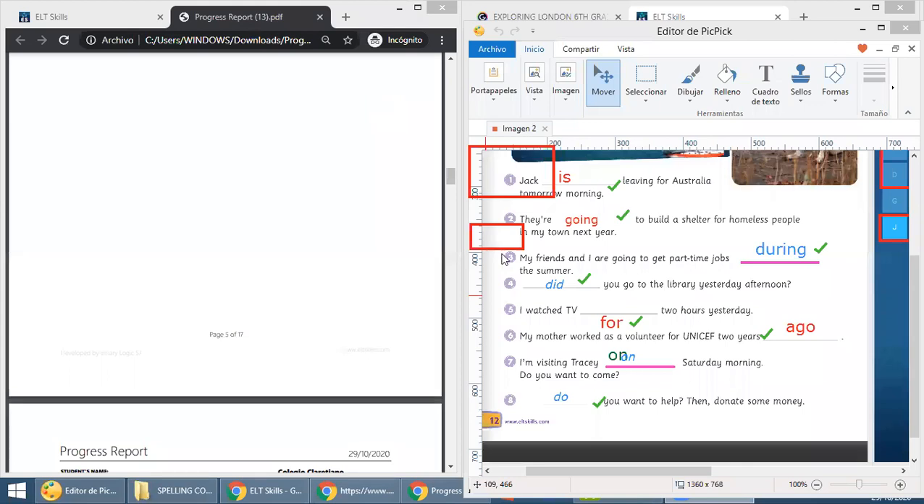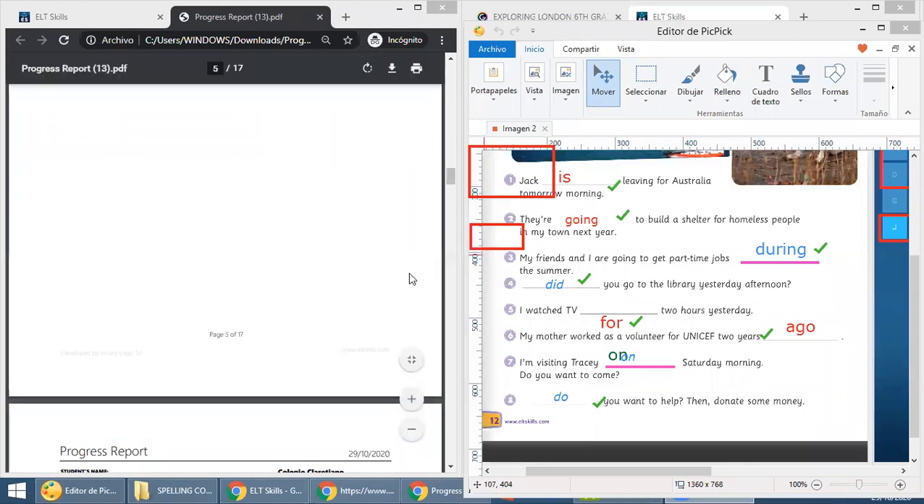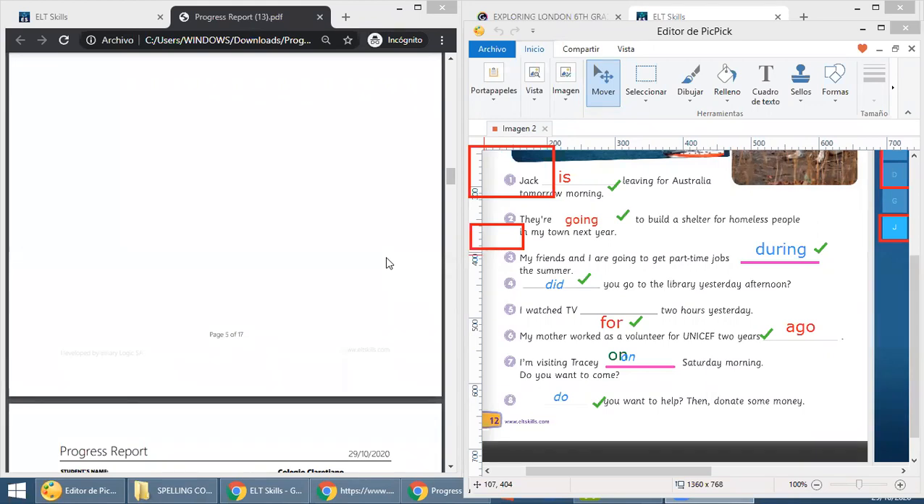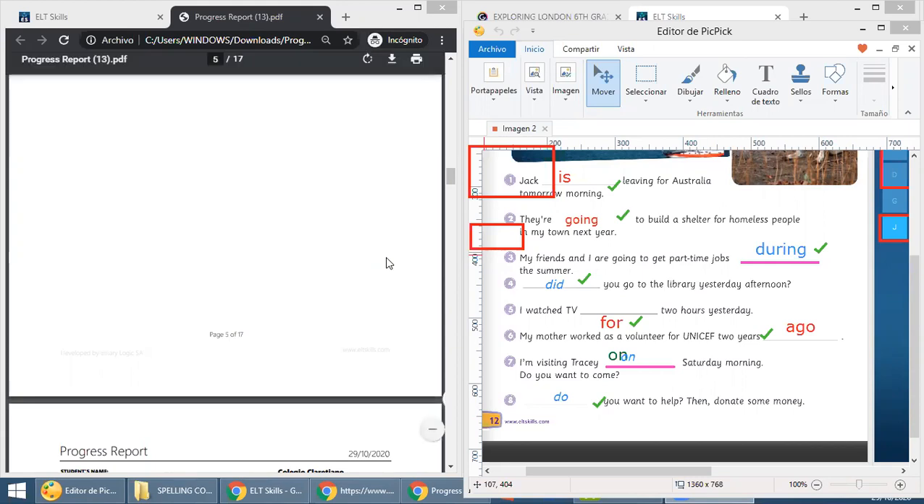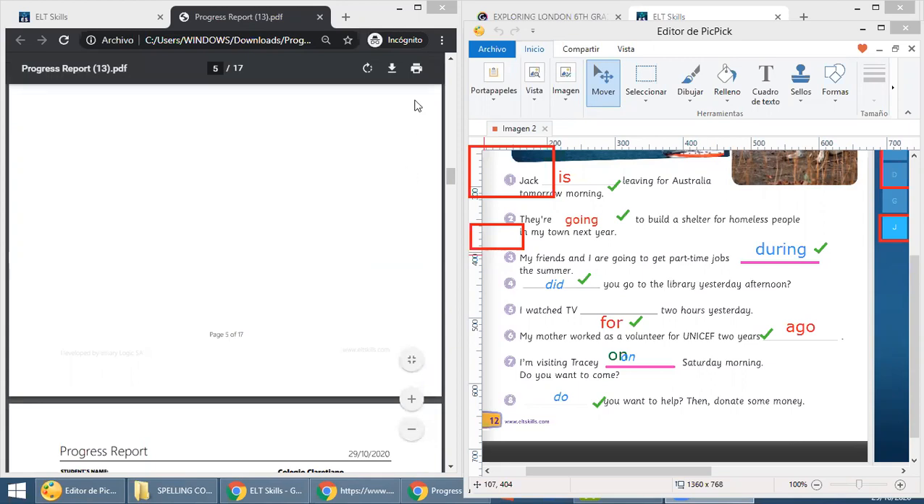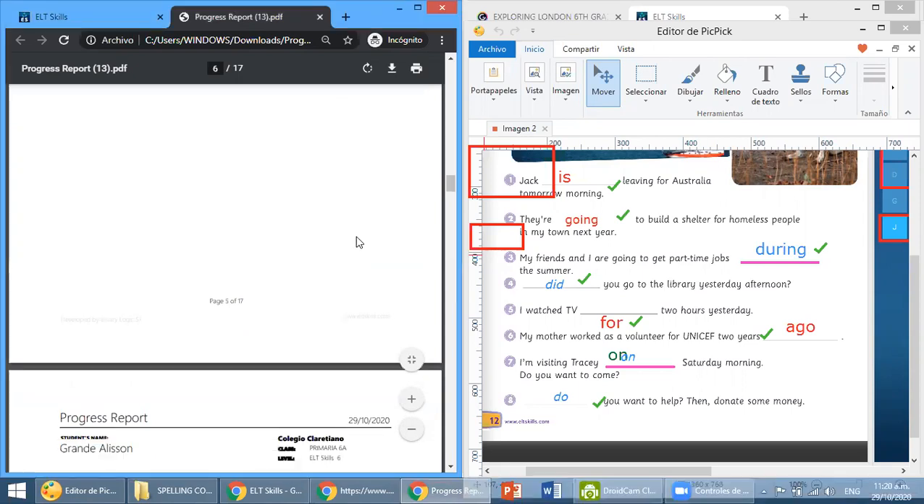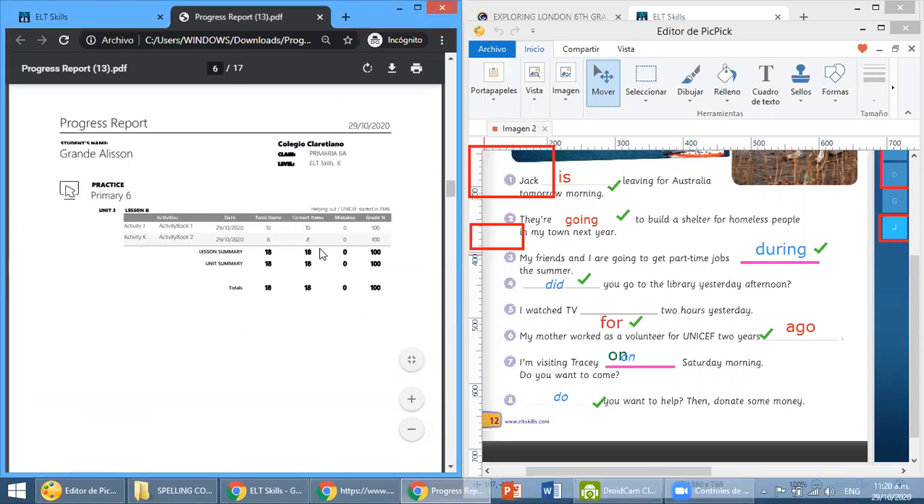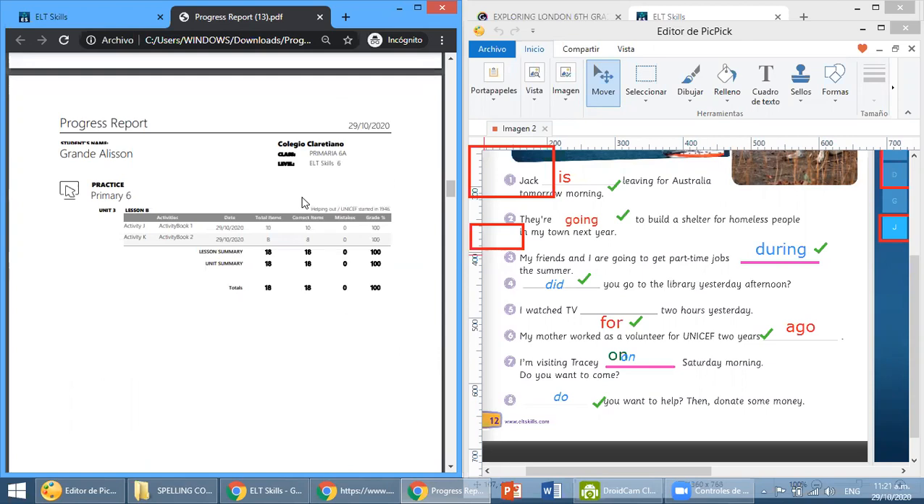Xiomara, are you working in the platform? ¿Estás completando tu plataforma, Xiomara? Ya, ahora voy a revisar más, voy a ingresar a tu plataforma, ¿ya? Voy a terminar de ver los demás estudiantes. Porque a mí en el reporte me aparece quiénes están trabajando. Allison, very good. Se pasó hasta Allison. Ok, Joshua. Eso a mí no me deja interactuar. Lo cliqueo y no me deja.